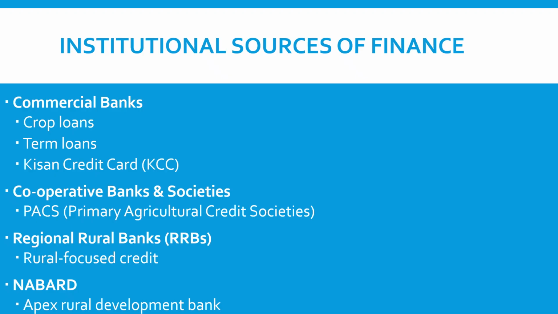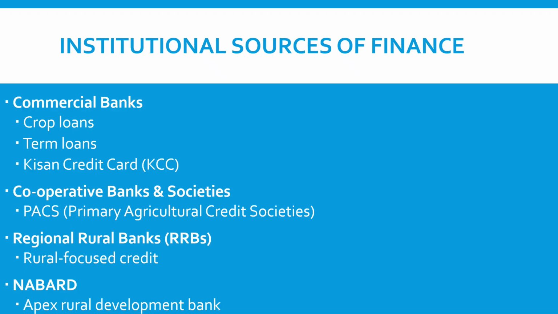Cooperative banks and societies work on the principle of mutual help. Primary agricultural credit societies operate at village level. They understand local needs and provide credit quickly, especially to small farmers.